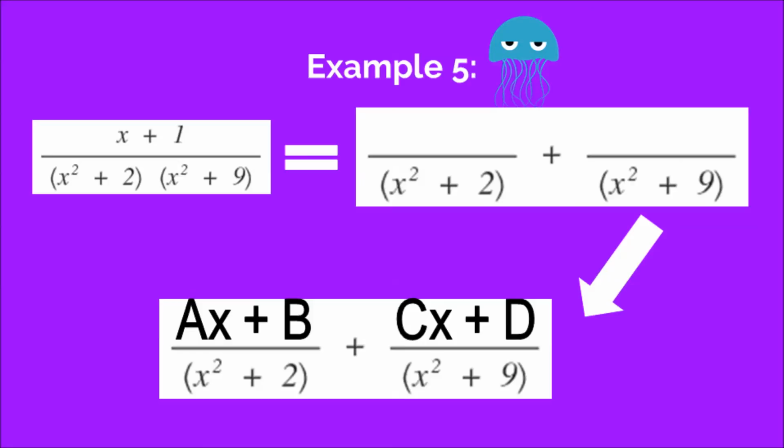So, let's look at example 5. In this situation, we have x plus 1 divided by the quantity x squared plus 2 times x squared plus 9. So, in regards to what we've done prior, the denominators are practically the exact same process as if they were linear. You break them up into their own separate factors. But be careful, you do not do any building up here since there is no multiplicity.